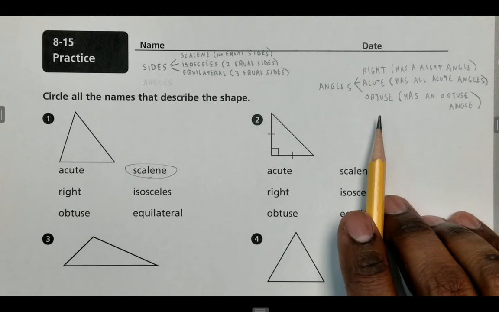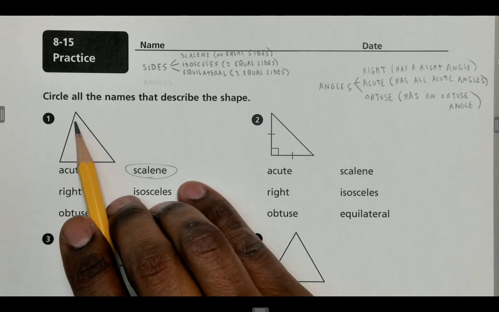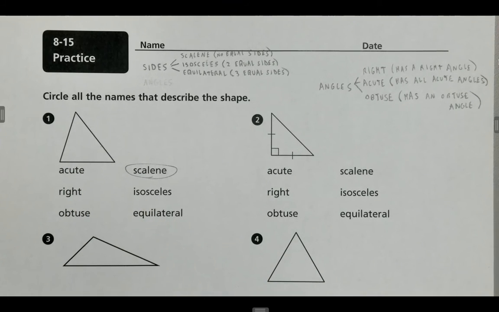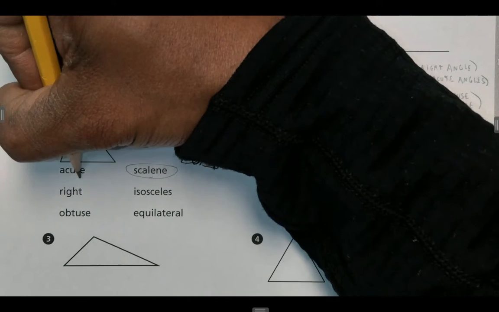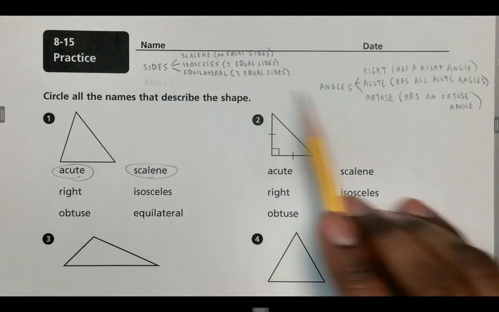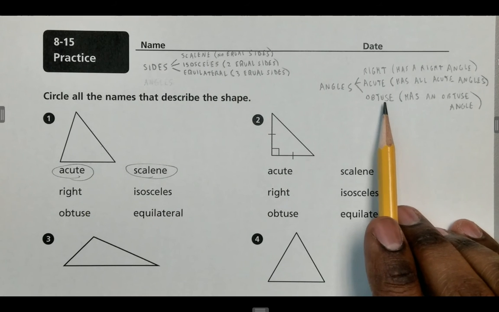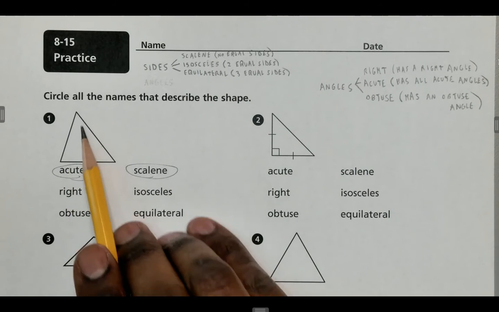Now let's look at the angles. Does it have a right angle? Nope. Does it have all acute angles? Less than 90, less than 90, less than 90? Yes. Oh, he's so acute. And it can only be one of these and one of these. So we can eliminate obtuse, but let's just double check. Is there an obtuse angle in here? No, there's not.